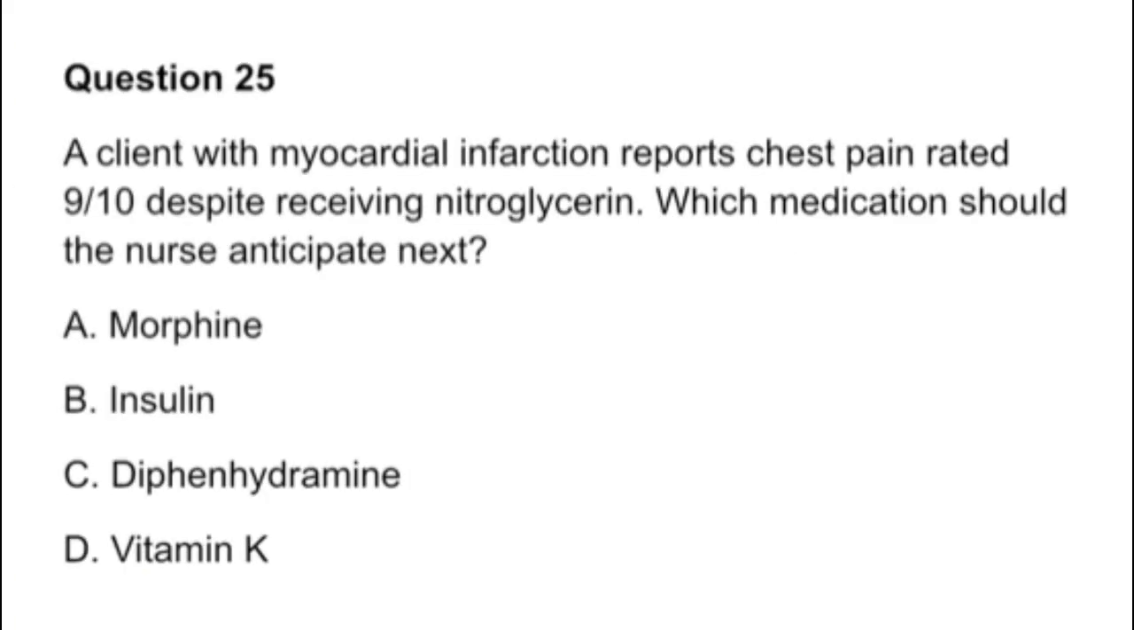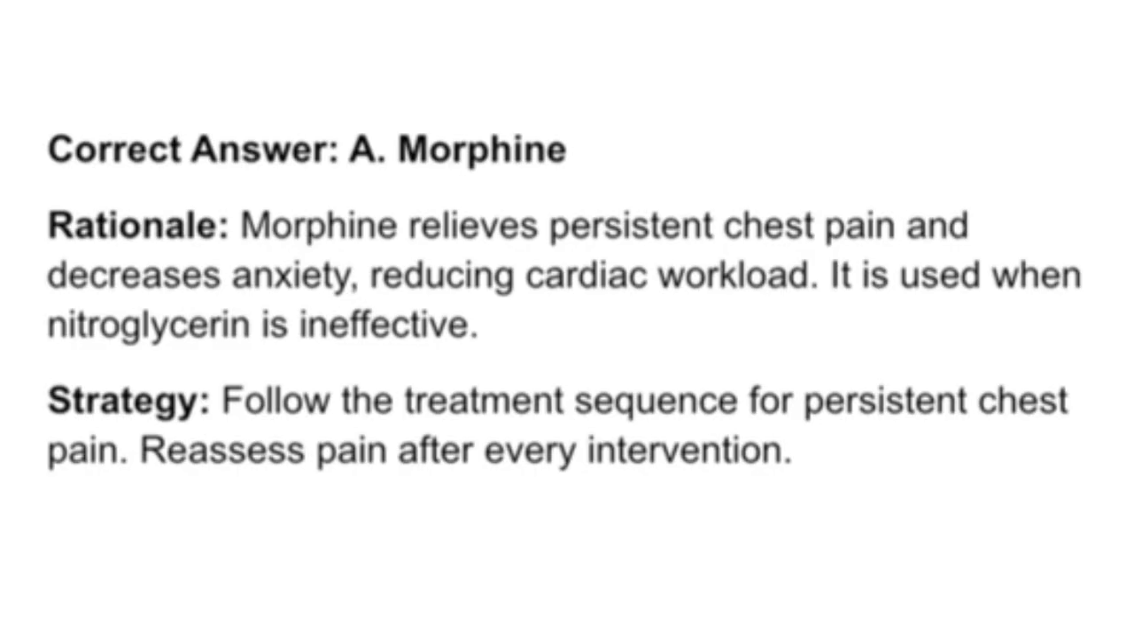Question 25. A client with myocardial infarction reports chest pain rated 9 out of 10 despite receiving nitroglycerin. Which medication should the nurse anticipate next? A. Morphine. B. Insulin. C. Diphenhydramine. D. Vitamin K. Correct answer, A.